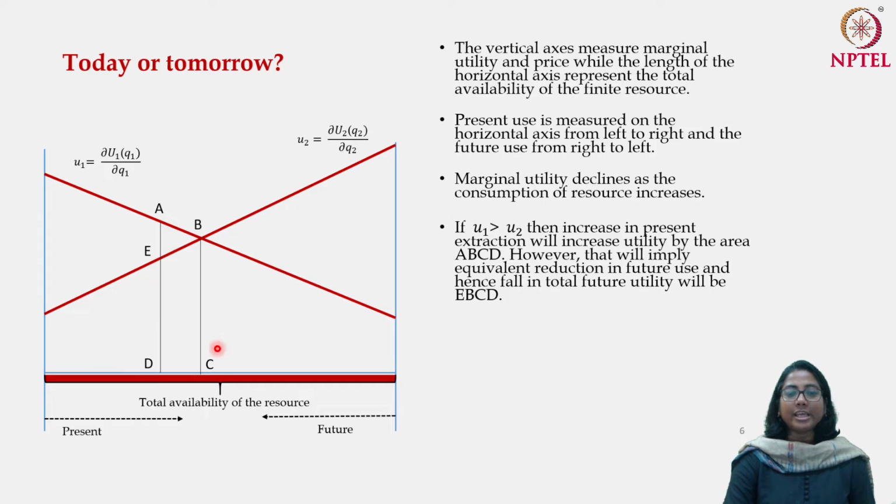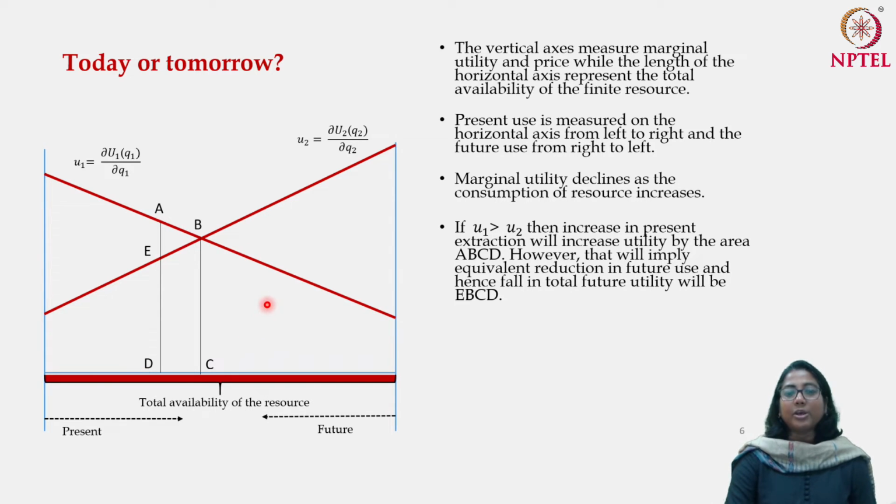So what you see, you increase your present consumption from D to C. As a result, your utility increases by A, B, C, D. However, this leads to a reduction in consumption for the future by the amount DC. As a result, your reduction in utility is EBCD, which leads to a net gain of utility of the amount ABE. So this shows that if your marginal utility from today's consumption is greater than the marginal utility of tomorrow's consumption, then it's better to increase today's consumption and reduce tomorrow's consumption.